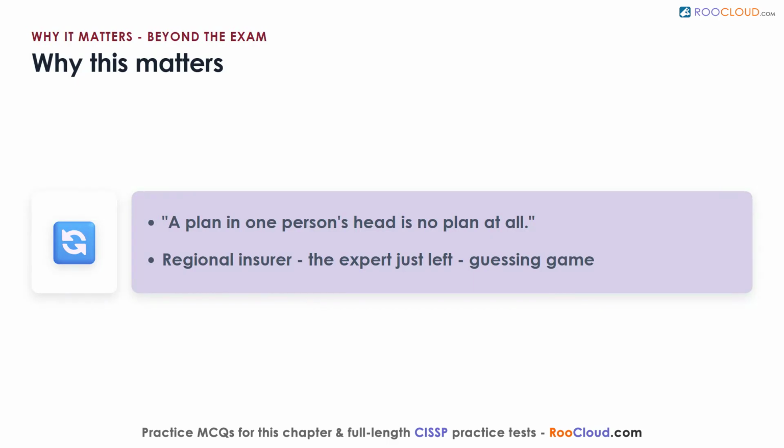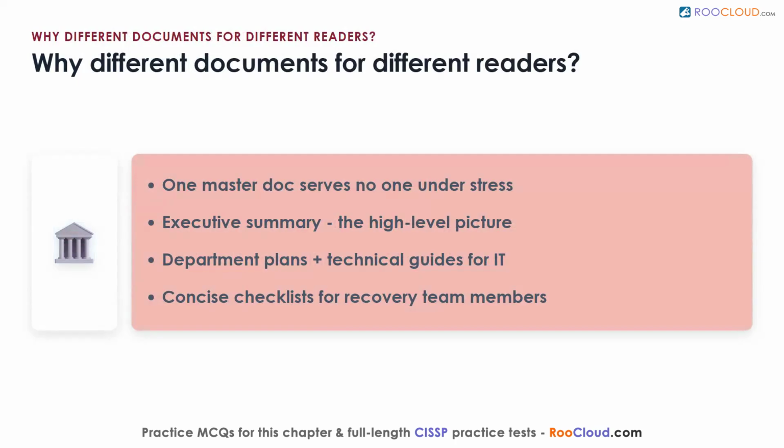Picture a regional insurer where the one person who understood recovery just left the company. If everything walked out the door with them, the next disaster becomes a guessing game. Your job is to write the plan down clearly, in the forms different people will actually reach for when the pressure is on. So why does a plan need different documents for different readers?